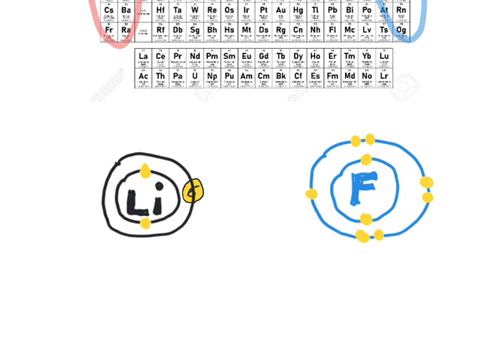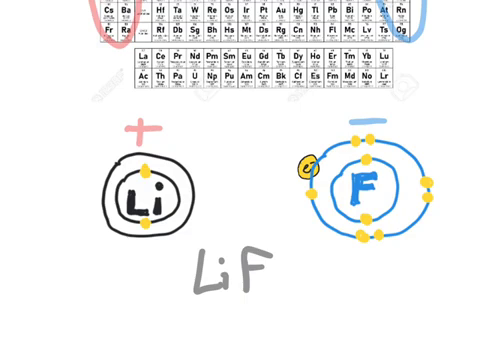A good example would be lithium and fluorine. When we look at the outer shells of lithium and fluorine, we see that lithium has one electron, and if it can get rid of this electron and drop it over onto the outer shell of fluorine, then these would both have a charge. Lithium would have a positive charge, fluorine would have a negative charge. And so what we end up with here is LiF, or lithium fluoride. So this is in the case of metals bonding to non-metals.